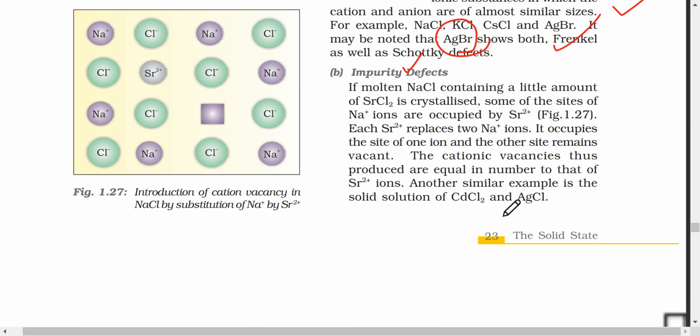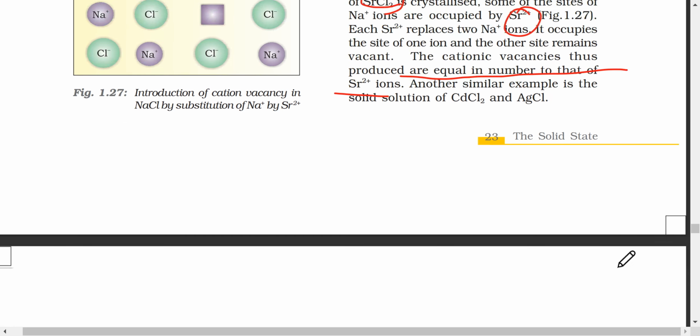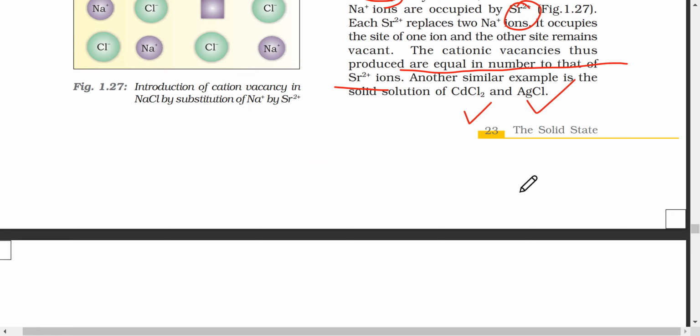Now impurity defects, the name itself says impurity is coming in. If molten NaCl containing a little amount of strontium chloride is crystallized, some of the sites of sodium ions are occupied by Sr2+. If Na+ is replaced by Sr2+, it means one Sr2+ can replace two Na+, isn't it? Because of electrical neutrality. So it occupies the site of one ion and the other site remains vacant. Now strontium has come in place of one ion; in fact one strontium came in place of two, so one site remains empty. The cationic vacancies thus produced are equal in number to that of the Sr2+ ions. As many Sr2+, that many cationic vacancies. Another similar example is a solid solution of CdCl2 and AgCl.